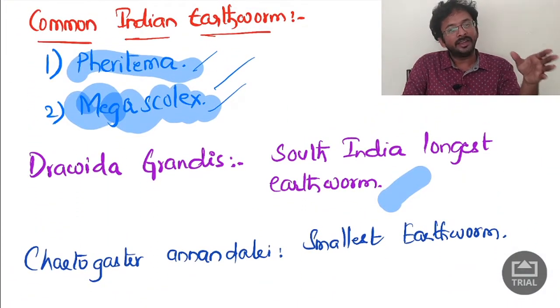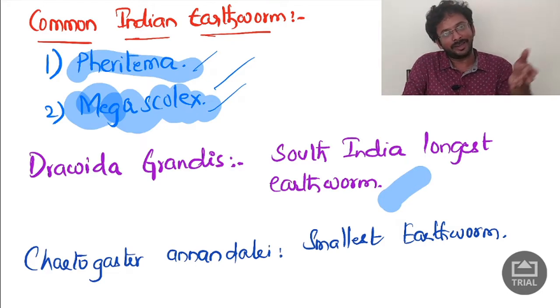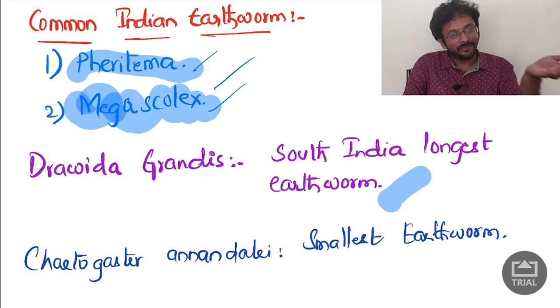Coming to Indian earthworms, the common Indian earthworms are Pheretima and Megascolex. These are the common Indian earthworms. Whereas the longest South Indian earthworm, as India is divided into South India and North India, is Drawida grandis. It's the South Indian longest earthworm. The smallest earthworm is called Chaetogaster annandalei.